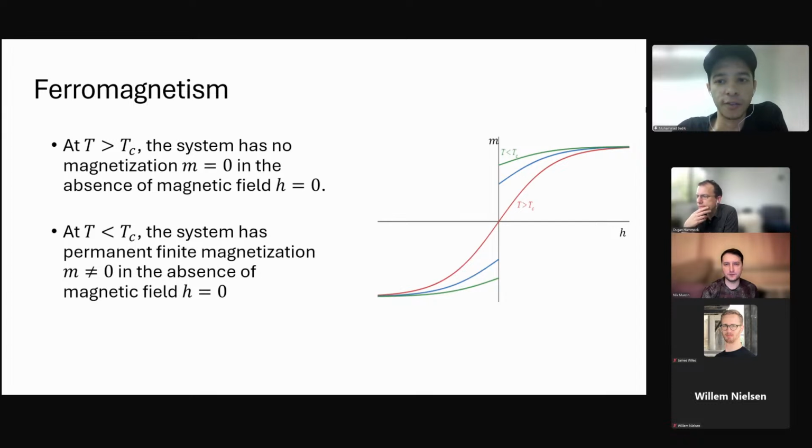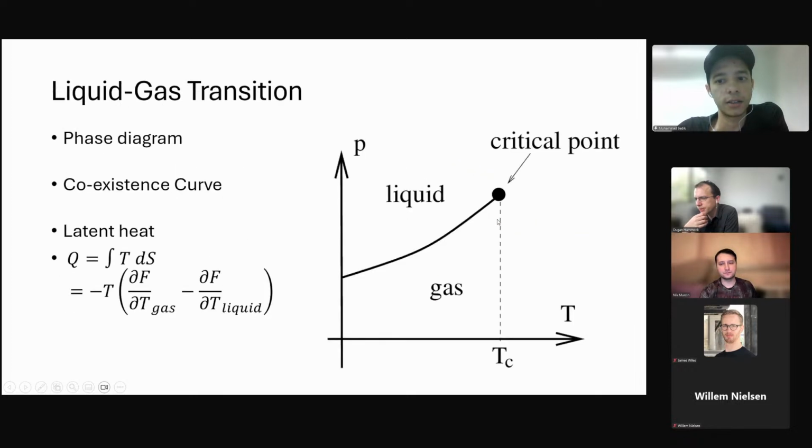I will show a graph where I fix H to be 0 and change the temperature, and let's see what this does. TC, is that the critical point on the phase diagram you're showing earlier, or is it the Curie temperature?